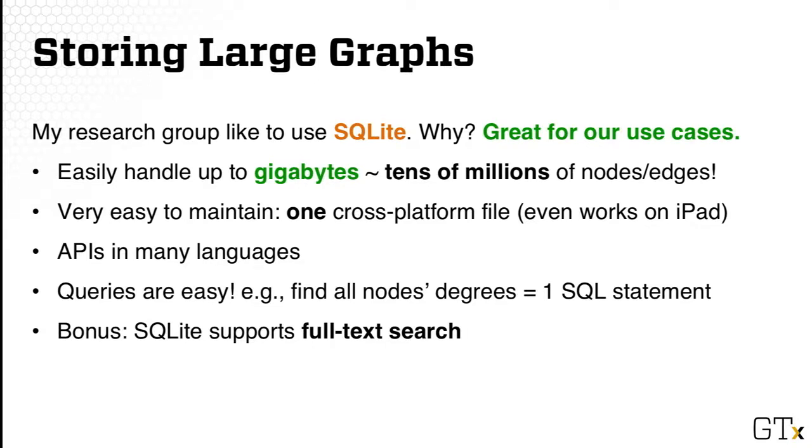And doing queries on the graph is also easy. For example, we'll look at an example very shortly, which is to just use one SQL statement, and you can find all node degrees. Another bonus is that SQLite supports full-text search. So if we want to, say, find particular nodes with a node name, you can easily do that using full-text search, which is built into SQLite.